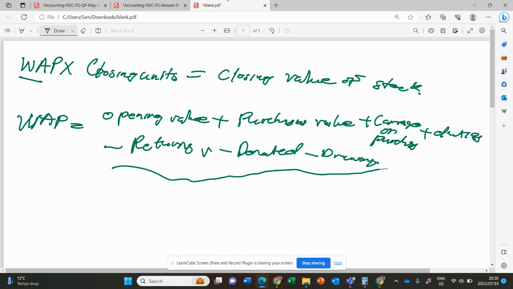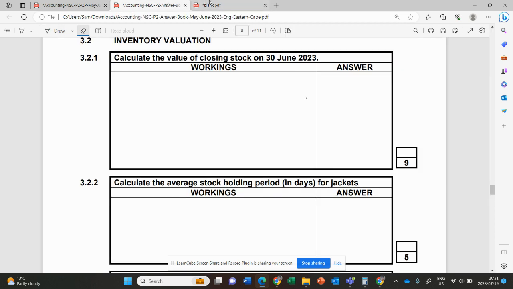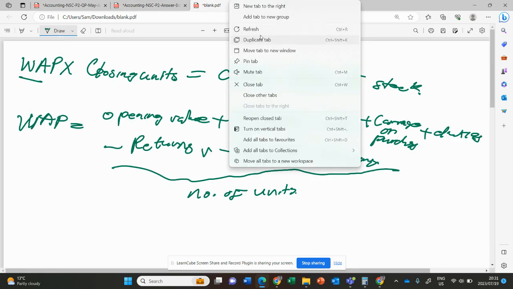All divided by the number of units. Units of everything that is in here. Duties don't have units. Carriage doesn't have units. So it will be the units for the opening, units for the purchases, units for the returns, units for the donated goods. They will take the same effects. Okay, now let's do this question.